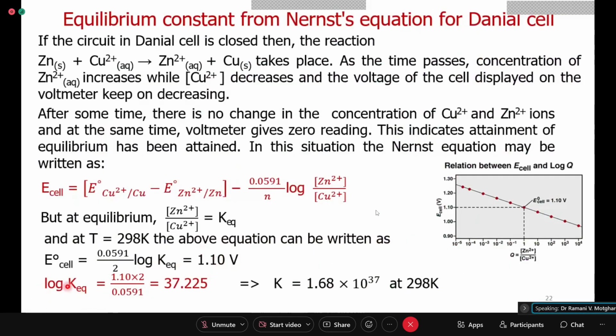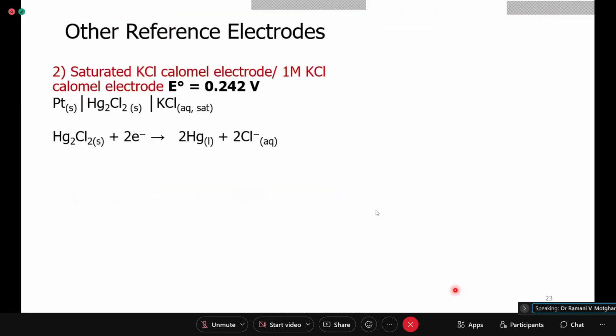So log K eq will be equal to, you just substitute, you get 37.225. Therefore, take the anti-log of this, K will be equal to 1.68 into 10 to the power 37 at 298 Kelvin. So this is the equilibrium constant for the simple Daniel cell.